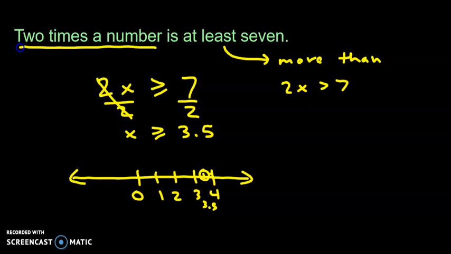X is greater than 3.5, so I shade to the right, or equal to, so I fill it in. Okay, so there's your inequality from the verbal expression, your solution, and graphing on a number line.